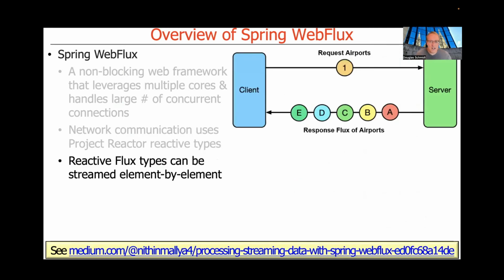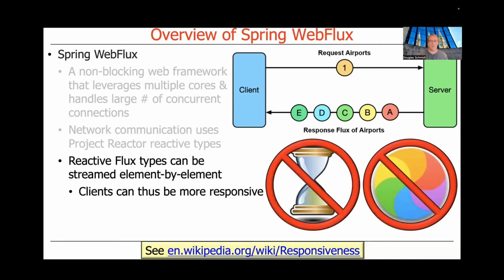So what makes fluxes so cool? Well, you can basically use them to stream responses element by element. So here's a very simple example, and probably next class, we'll start diving into this reactive microservices implementation that uses all these cool capabilities to good effect. So in this particular case, you make a request for airports and you get back a flux of responses, which are the airports that are known to the server, and they come back kind of asynchronously. You don't have to wait for them all to show up.